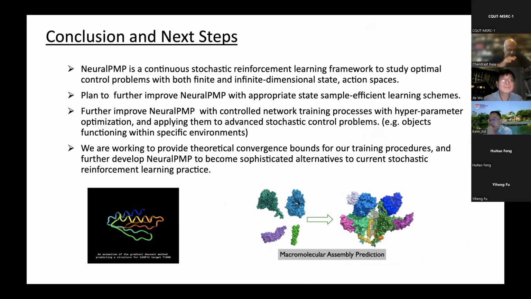So to stay in time, I will conclude. And so there are many, many next steps. NeuralPMP is a continuous stochastic approach to study optimal control problems, but we plan to further improve it with appropriate state sample efficient learning schemes. The other work is to improve it with controlled network training processes, which have hyperparameter balancing. There are hyperparameters in any neural network, especially where you want to go to advanced stochastic problems, like the minimum energy compliance of proteins assembling together.